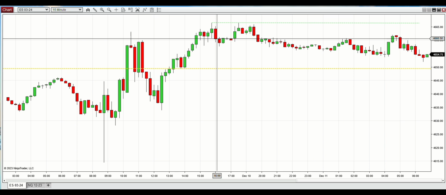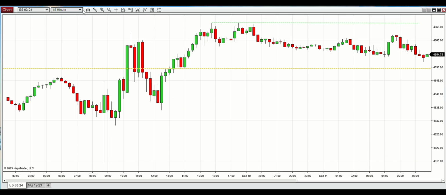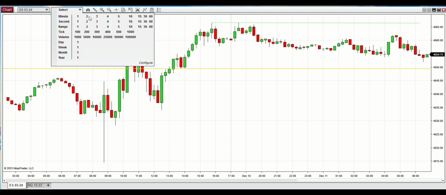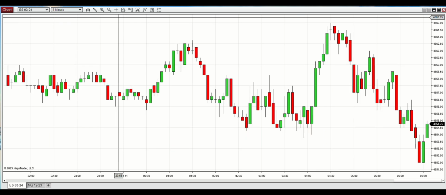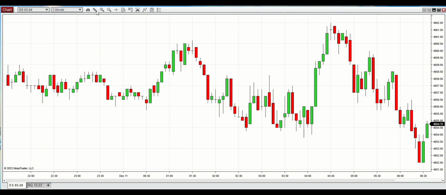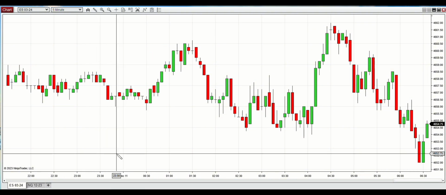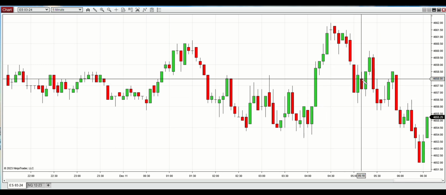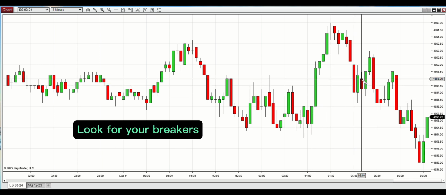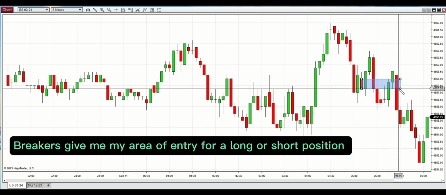Here I am looking at the 15-minute chart. I like to view between 60 minutes, 15, and then 5. And I do drop down to the 1-minute chart sometimes, especially if I am in a trade. Here I am marking out my bearish breakers. And when I identify my breakers, that lets me know this is my area of entry for a short position.